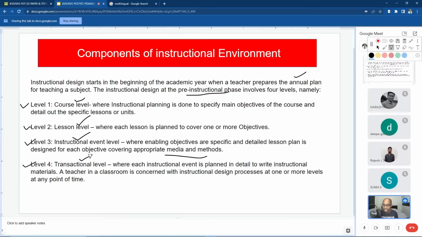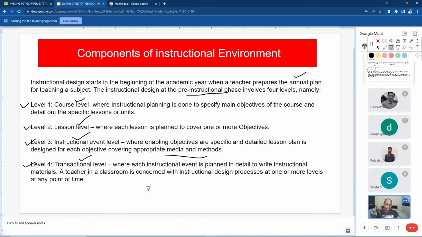Fourth one, level 4, is transactional level, where each instructional event is planned in detail to write instructional materials. You can see the course level is attached to the lesson level, the lesson level is attached to the instructional level, and the instructional level finally to the transactional level. A teacher in a classroom is concerned with the instructional design processes at one or more levels at any point of time.